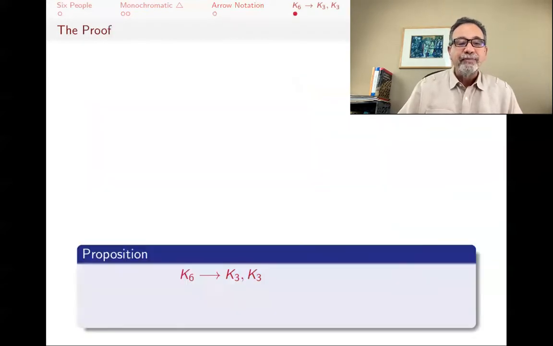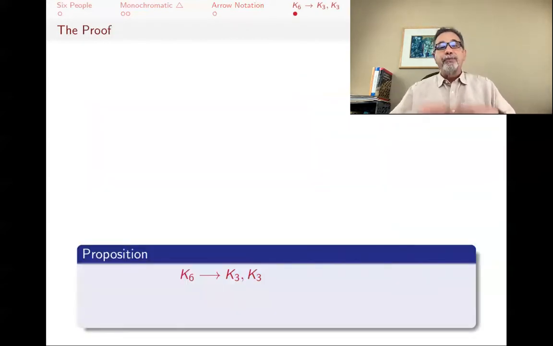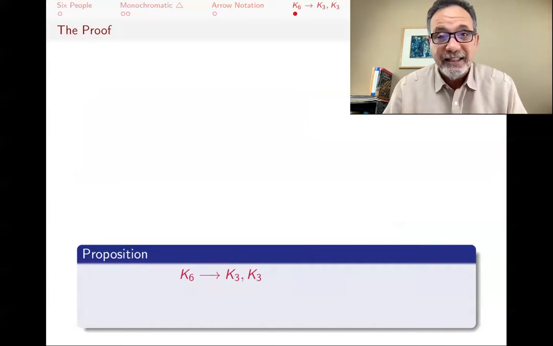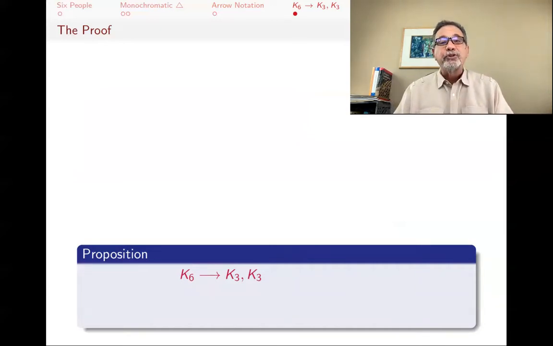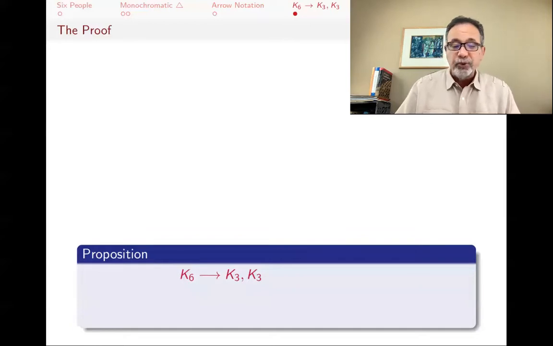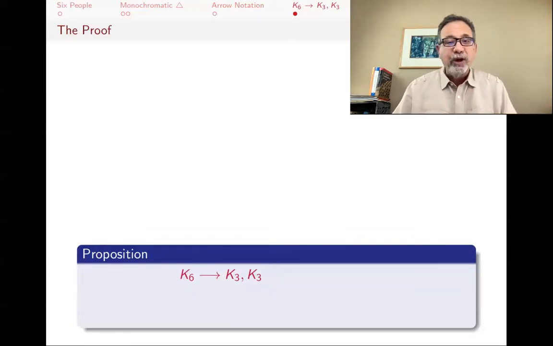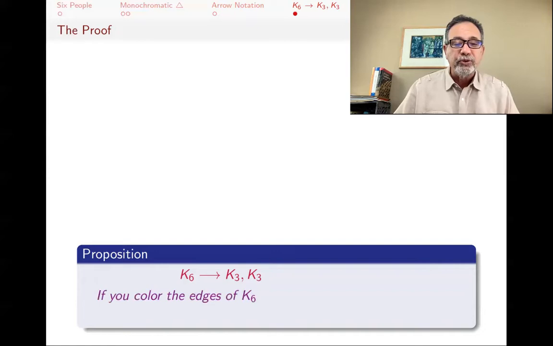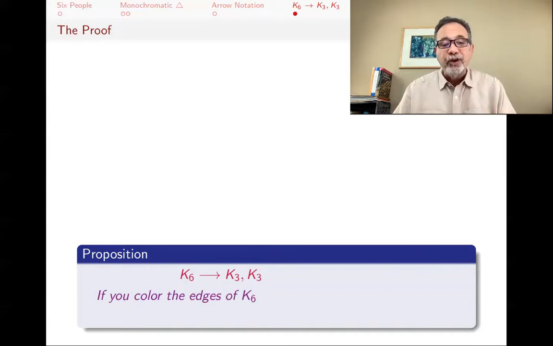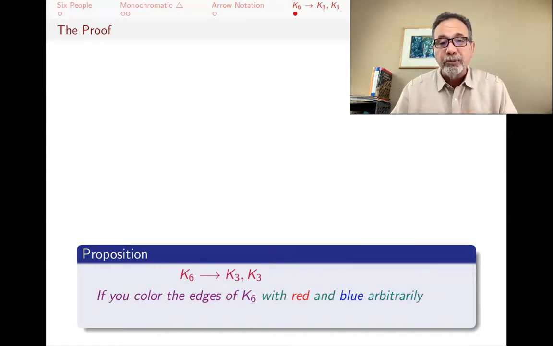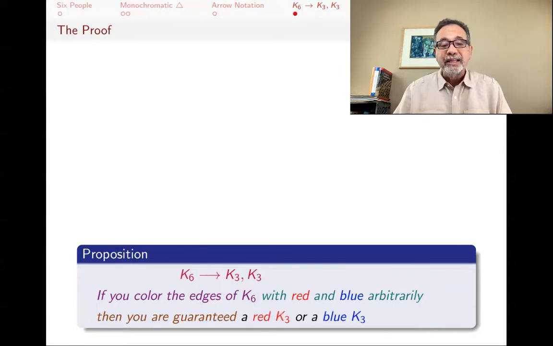Okay, now that we have all that in place, I'm going to prove to you that K6 does indeed arrow to K3 or K3. This needs a proof. Just writing it down doesn't mean it's true. I have to prove it to you. Because you haven't heard this notation before, let me repeat what it means. It means that if you color the edges of K6 with red and blue arbitrarily, then you're guaranteed a red K3 or a blue K3. This is what we're trying to prove.